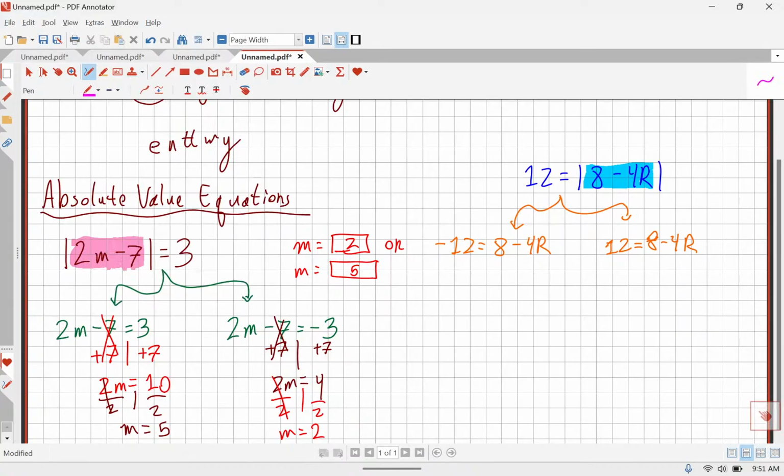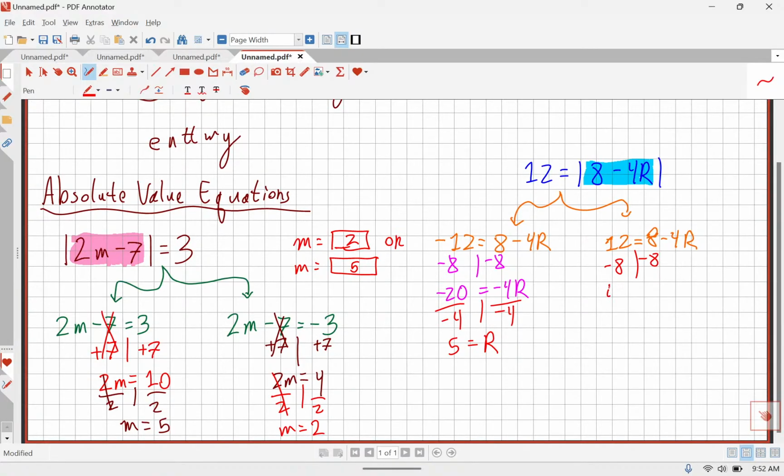Because it's actually going to be the same steps you wanted to do. It's just you have to do it twice. So that's negative 20 equals negative 4r. Which means 5 equals r. Okay, how about on the other side? Very good. That gives me 4 equals negative 4r, and then? Divide both sides by negative 4, and you get negative 1 equals r.